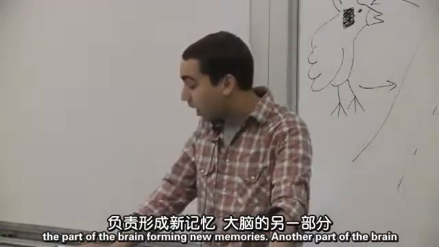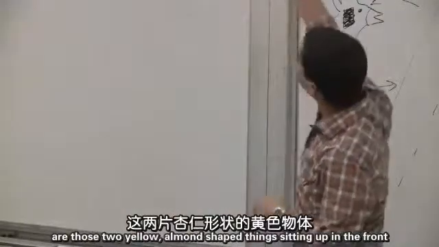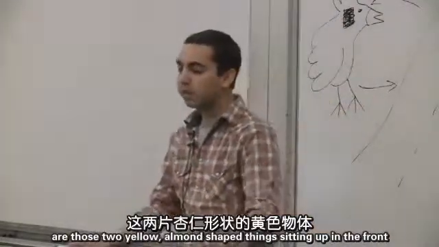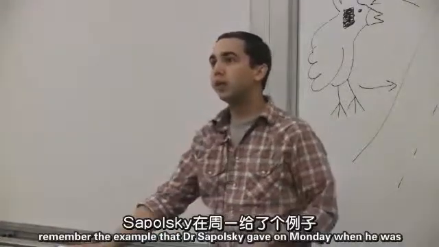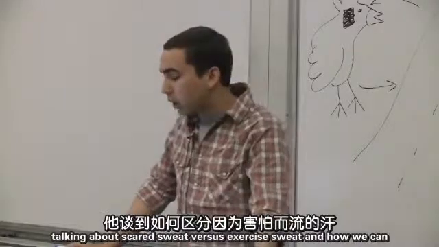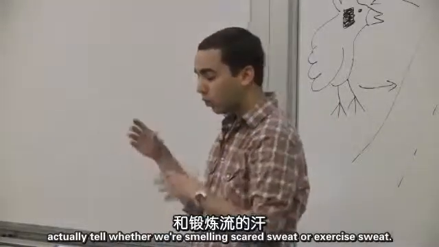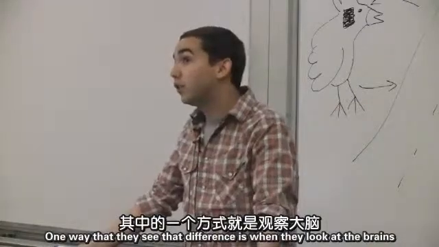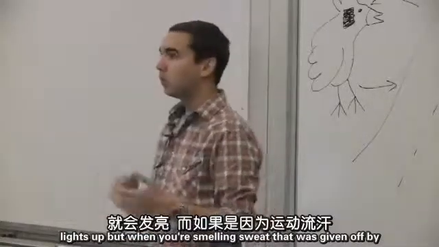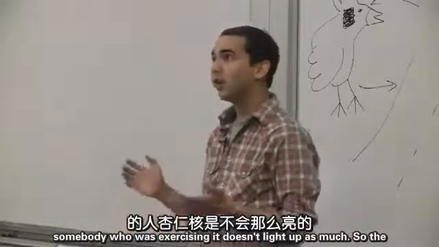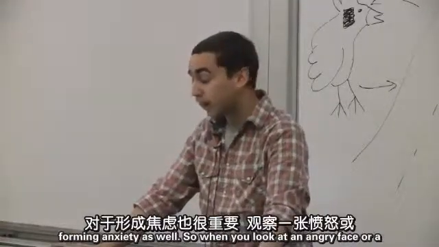Another part of the brain you're going to hear about a lot is the amygdala. The amygdala are those two yellow almond-shaped things sitting up in front of the hippocampus. As you've already heard, these are parts of the brain that are really involved in fear and anxiety. If you remember the example that Dr. Sapolsky gave on Monday, when he was talking about scared sweat versus exercise sweat, and how we can actually tell whether we're smelling scared sweat or exercise sweat, one way that they see that difference is when they look at the brains of people who are smelling sweat from a scared person, the amygdala lights up. But when you're smelling sweat that was given off by somebody who is exercising, it doesn't light up as much. So the amygdala is really important for sensing fear, and it's important for forming anxiety as well.